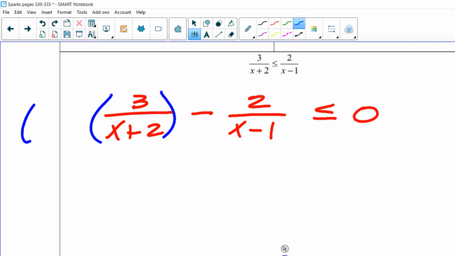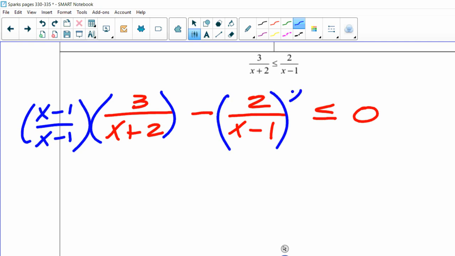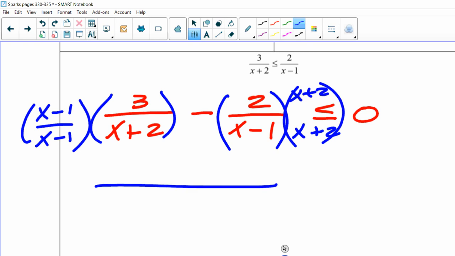This fraction needs x minus 1, and this fraction needs x plus 2. Now, if I had multiplied both sides by x minus 1 times x plus 2, that would have given me some trouble because then I wouldn't have had a denominator anymore. So we're going to leave the right side alone, and just get our fractions on the left with a common denominator. So my denominator now is x plus 2 times x minus 1.